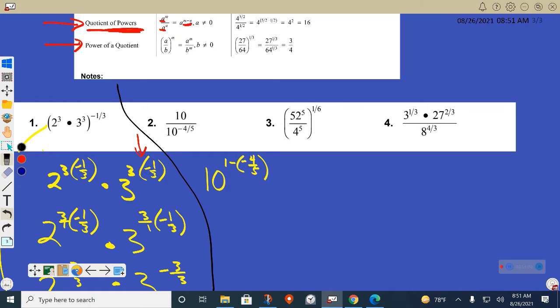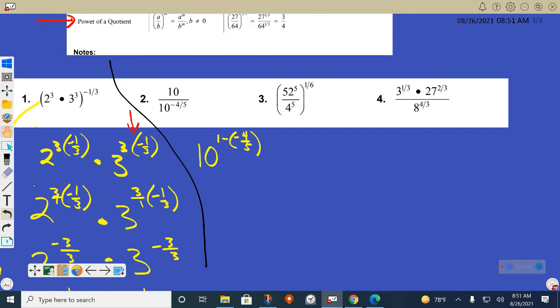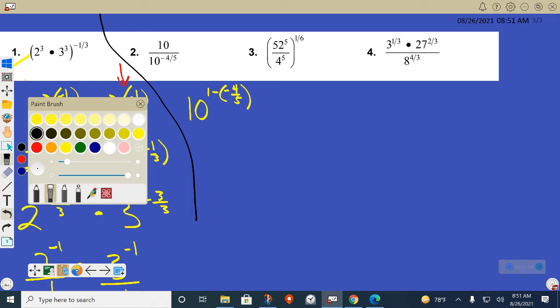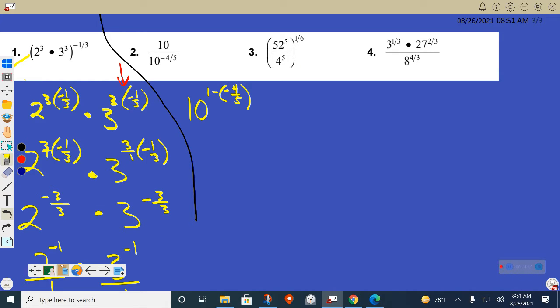You with me, Dominguez? So that gets me. Let's go back to memory lane now. How do I subtract fractions? This might be the end for some of you, because subtracting fractions is really difficult for a lot of students. But let me rewrite. So here you go: 10 to the 1 minus a negative 4/5.